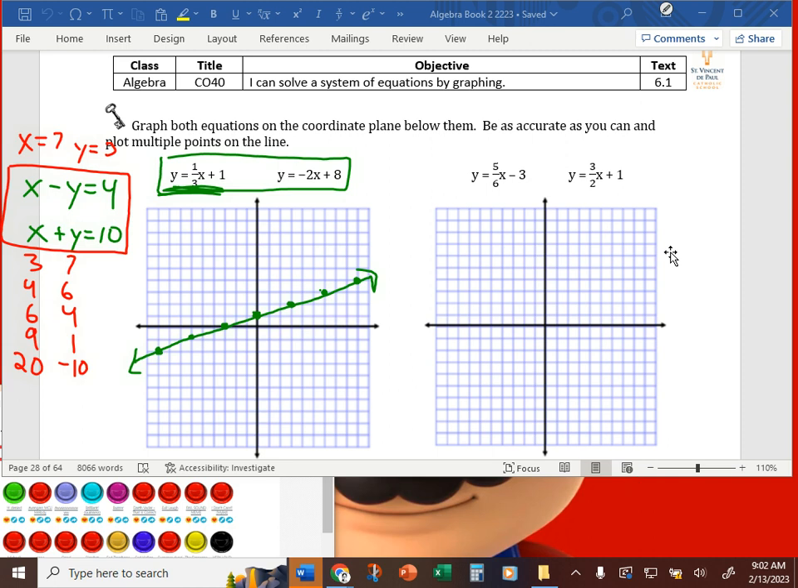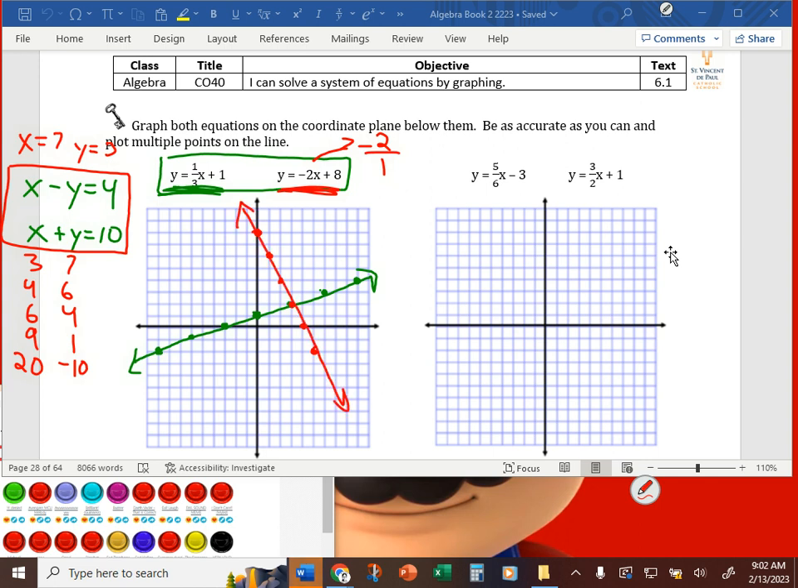So let's graph this one in red here. y equals negative 2x plus 8. We're going to start by graphing the y-intercept, positive 8. And now we're going down 2 over 1. Remember this negative 2 is negative 2 over 1. So down 2 over 1, down 2 over 1, down 2. We've done it, right? Where these two lines intersect.